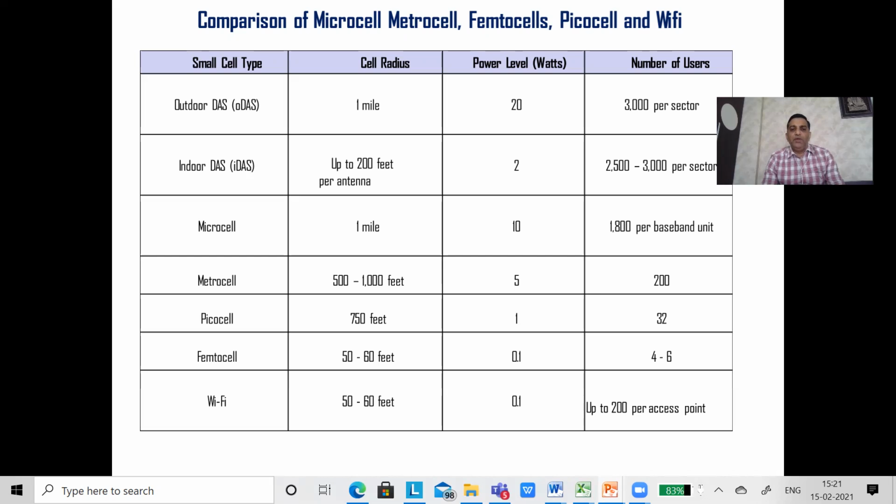So here, when we talk about the applications of femtocells and picocells, for femtocell applications, indoor applications are basically the primary use, and there are outdoor applications also available for femtocells.